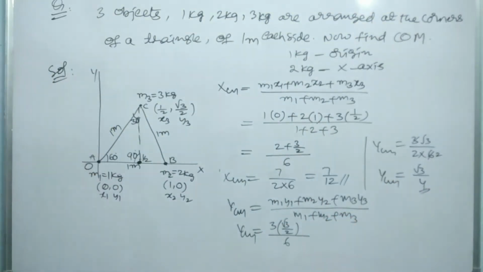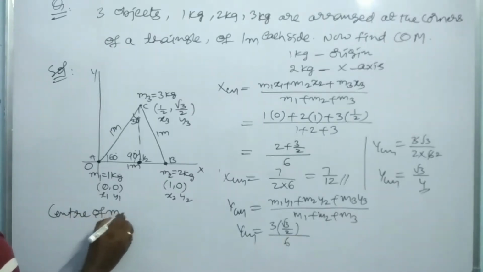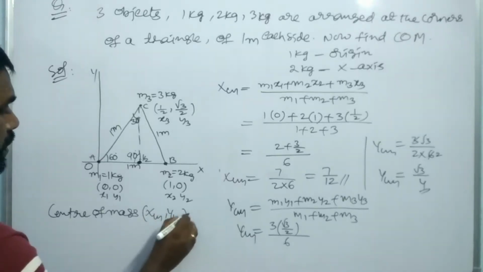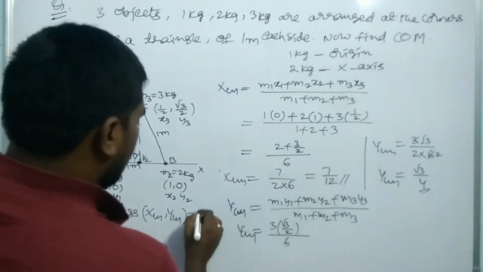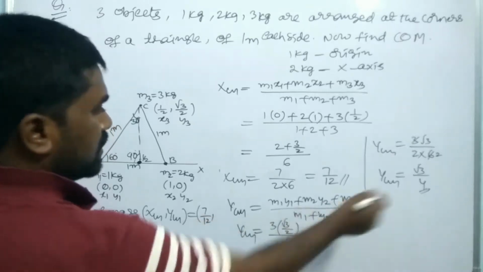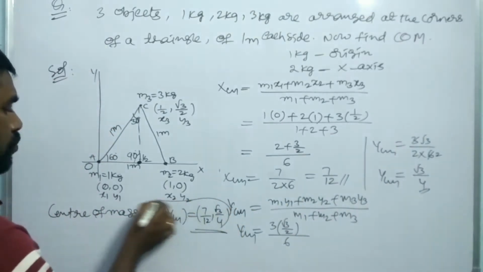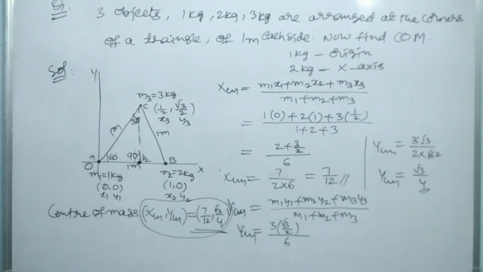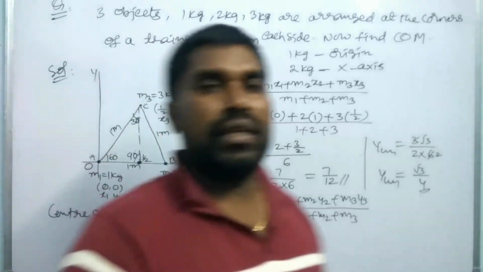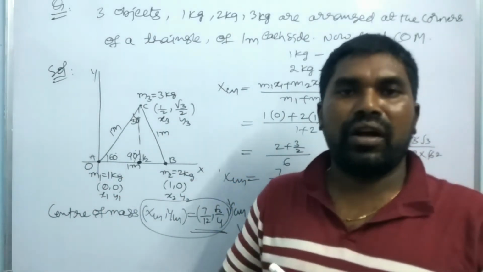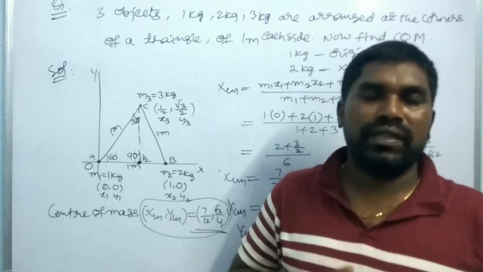So now the center of mass coordinates, xcm comma ycm, are xcm equal to 7 by 12 and ycm equal to root 3 by 4. So this is the center of mass we had to find. This is the method to find the center of mass when three objects are located at the three corners of a triangle.